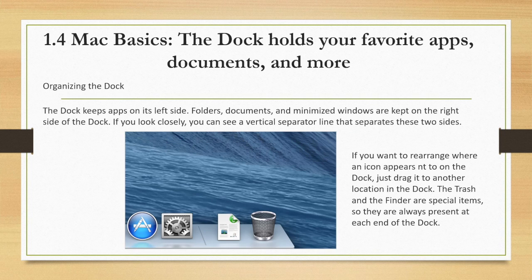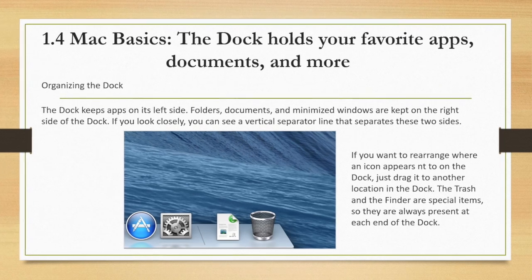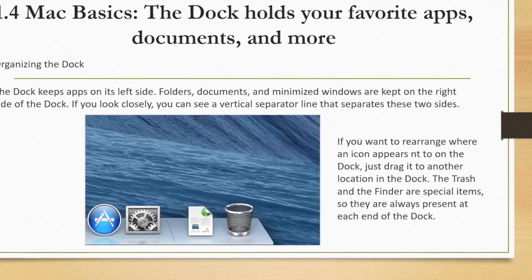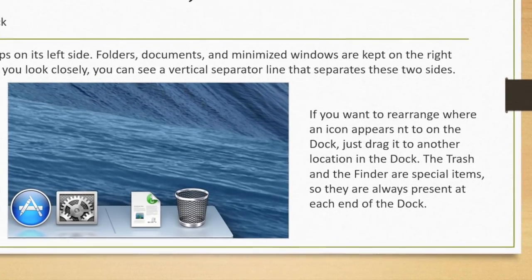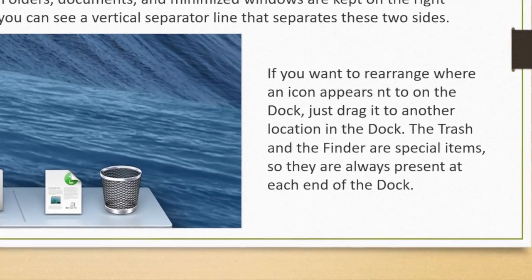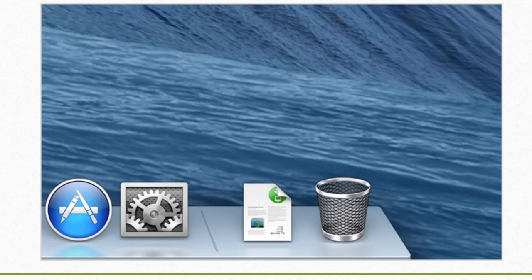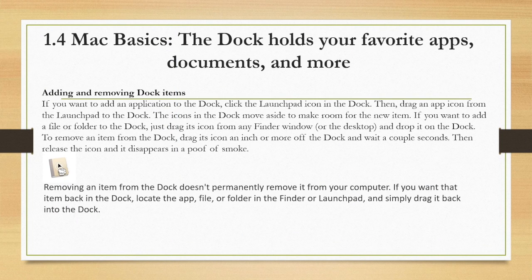And now for organizing the dock. The dock keeps apps on its left side. Folders, documents, and minimized windows are kept on the right side of the dock. If you look closely, you can see a virtual separator line that separates these two sides. If you want to rearrange where an icon appears on the dock, just drag it to another location in the dock. The trash and the Finder are special items, so they are always present at each end of the dock. If you want to add an application to the dock, click the Launchpad icon in the dock, then drag an app icon from the Launchpad to the dock.